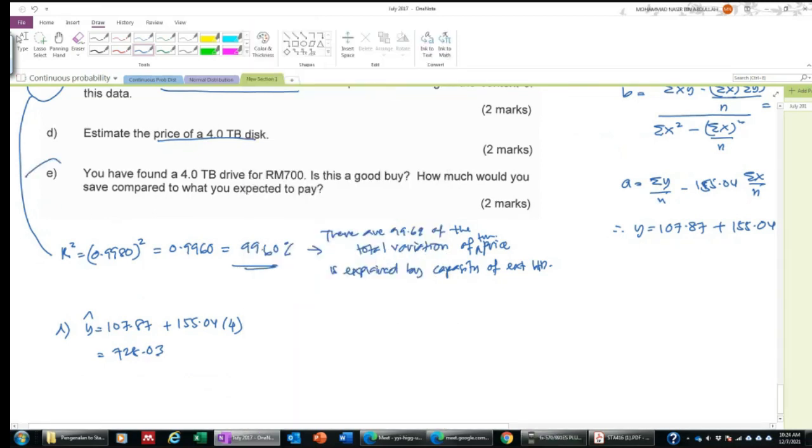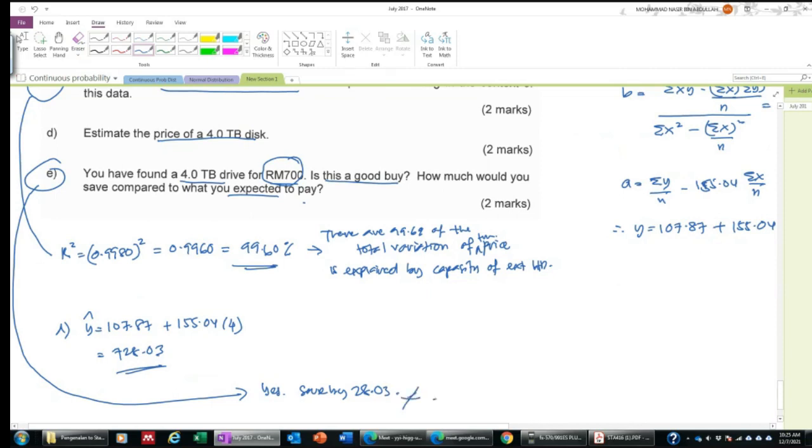And number E: you have found a 4 terabyte drive for 700. Is it good to buy? How much will you save compared to what you expect to pay? So it is good to buy, right? Because if we look at the expected price, it is 728, but we found 700. So the answer will be yes, and saved by 28.03. Done.